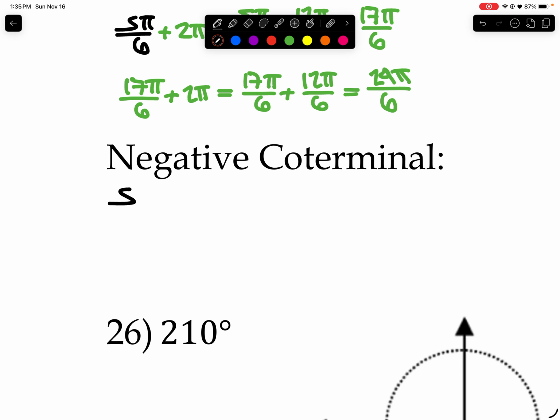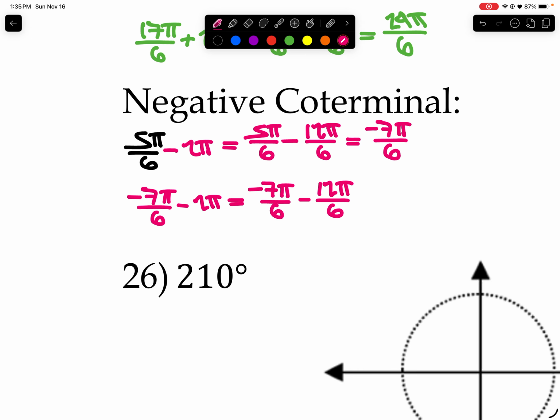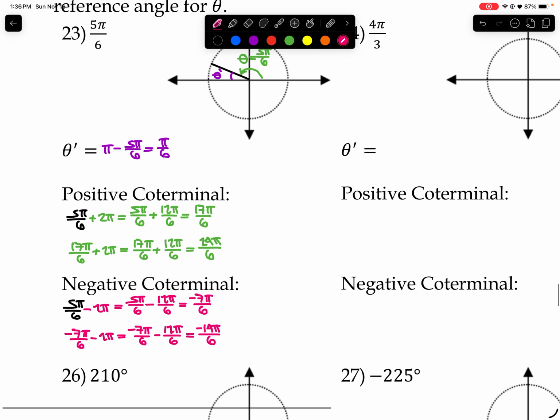Now I want to do negative coterminal. So 5 pi over 6, and I'm going to subtract 2 pi. So when I do that, we're going to have 5 pi over 6 minus 2 pi, which is going to translate into 12 pi over 6. So when you subtract, that's going to give you negative 7 pi over 6. So then negative 7 pi over 6 minus another 2 pi. So negative 7 pi over 6 minus 12 pi over 6 is going to give you negative 19 pi over 6. So there are your coterminals and your reference.